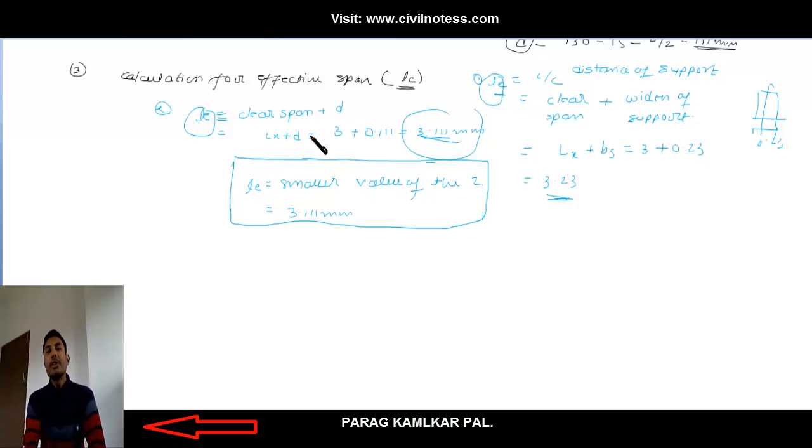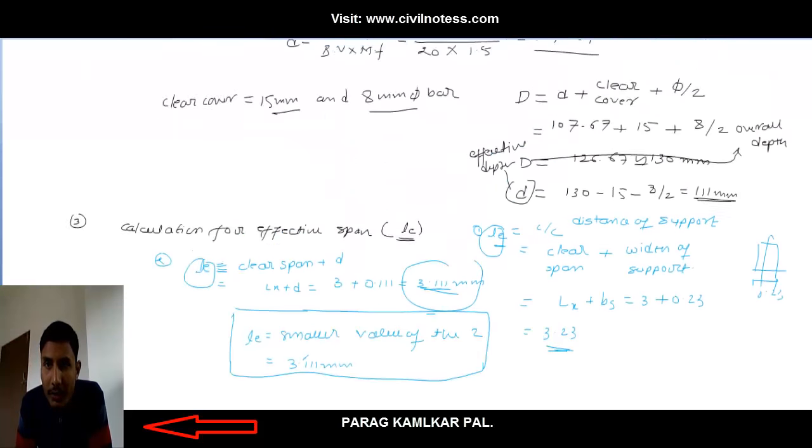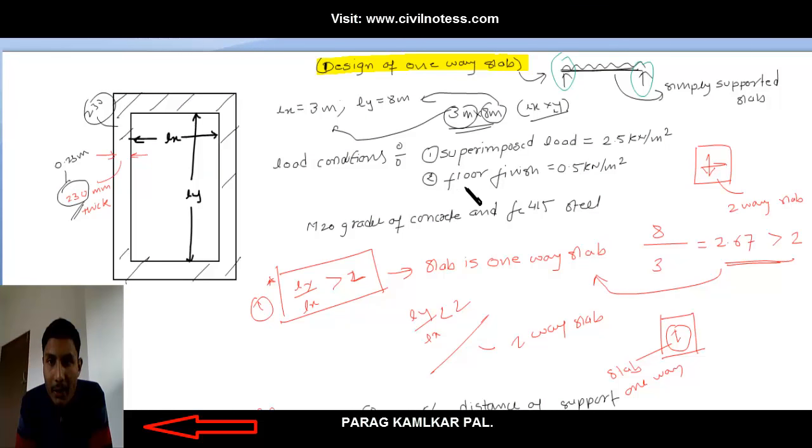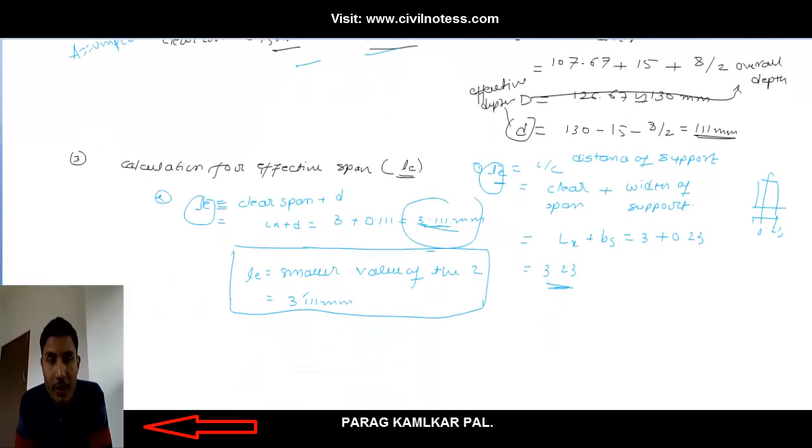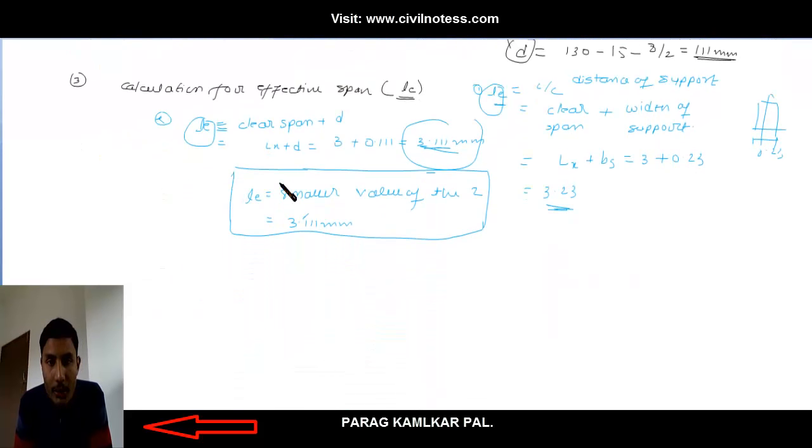In the next video, this is all up to my part number 1. I'll just remind you what we learned here. We learned the basic parameters, the ratio which defines a one way slab or two way slab, and after that the definition of one way and two way slab, we defined the length, that means the distance from support. Then we made the assumption for the clear span, and after that we went for the calculation of the effective span LE.